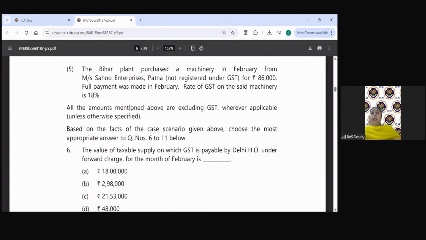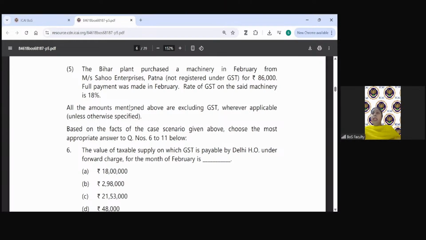It was the Bihar plant purchased a machinery in February from Messrs Sahu Enterprises, Patna, not registered under GST. Now, this can also have some implication in our question. So we have to read each and every information carefully. For rupees 86,000, this machinery was purchased from an enterprise which is not registered.